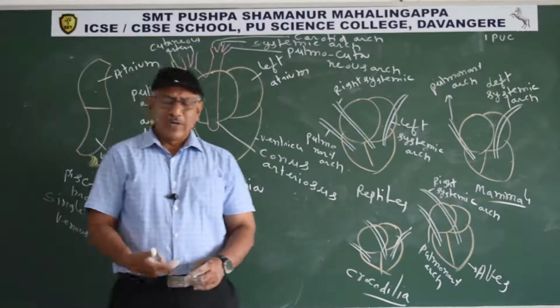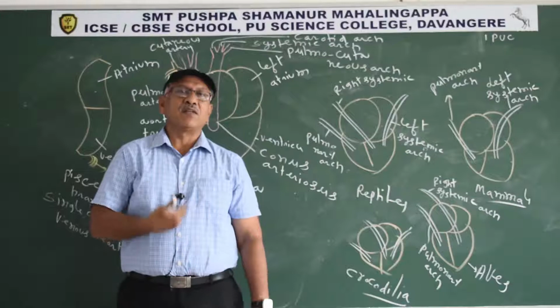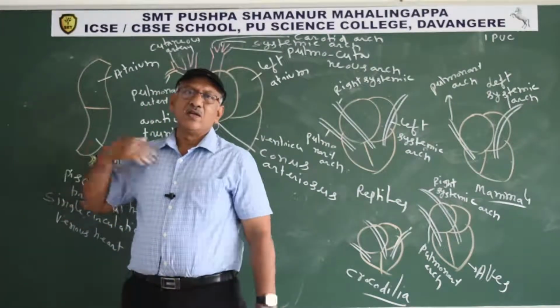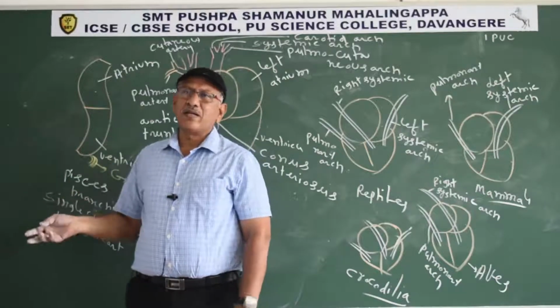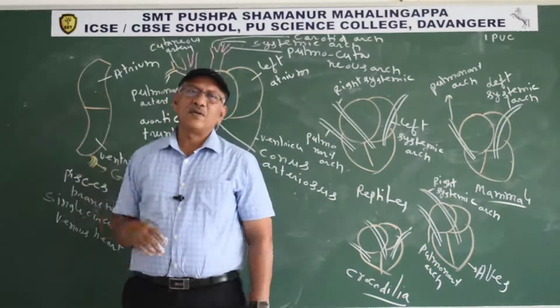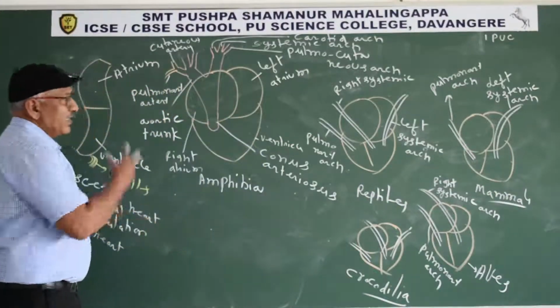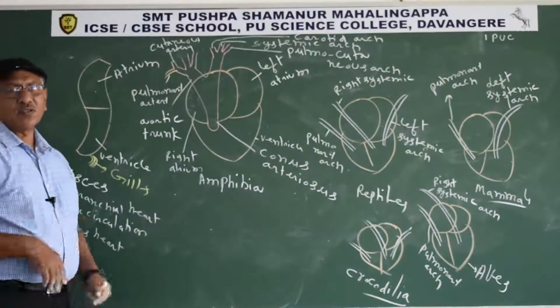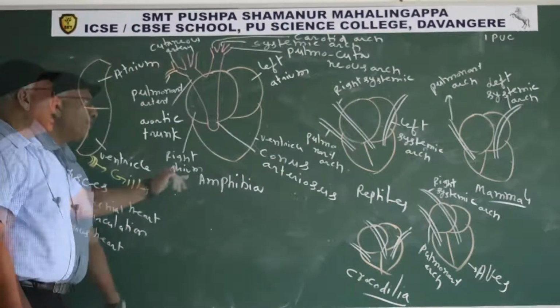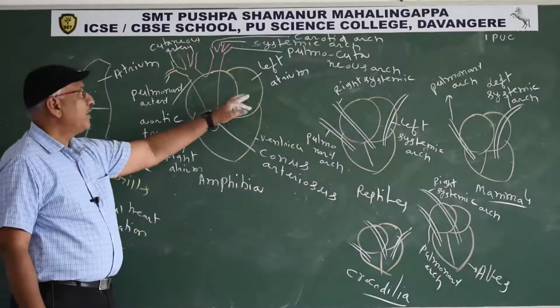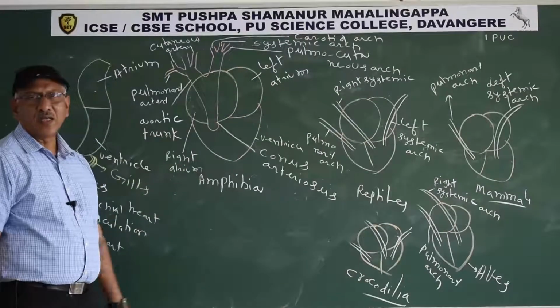Reason is we dissect the vertebrates on the ventral surface. So my right hand is towards the left side. So that's why my right atrium is also towards the left side of the board. In case of invertebrates, we dissect the invertebrates on the dorsal surface. So the heart is in the form of three chambers: right atrium, left atrium and ventricle.